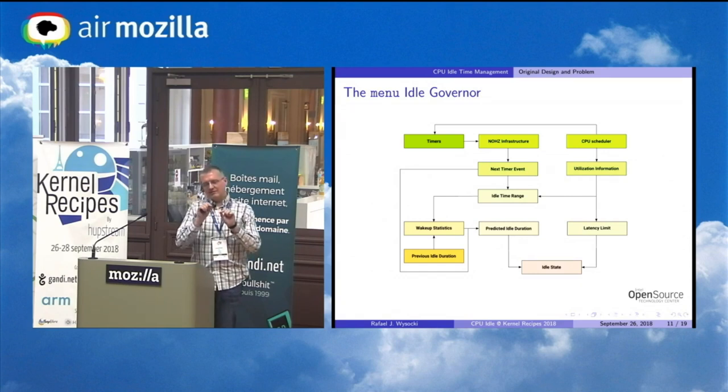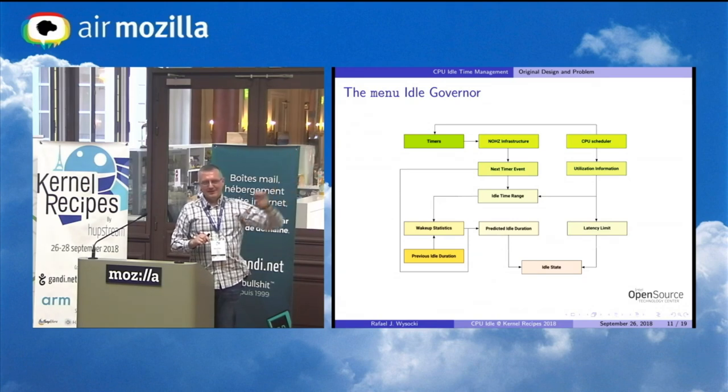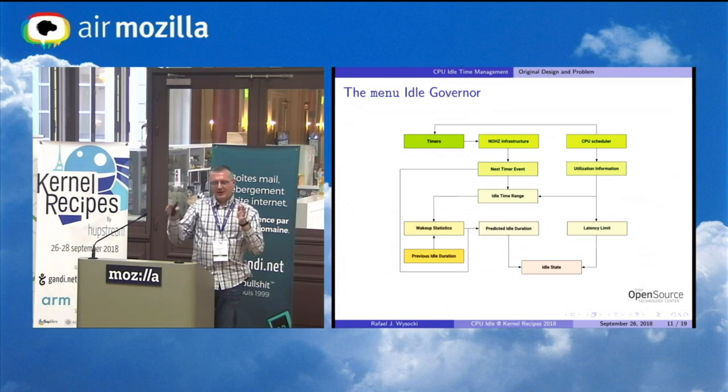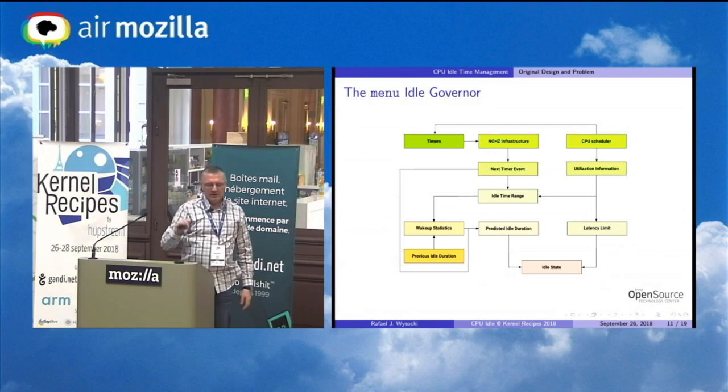What is a problem is if there is a series of timers with short intervals between them, that will be reflected in the statistics. And that will influence the decision of the governor made next time, even though it knows what the next timer event is. So by having a few timers, one by one, with short intervals in one time frame, you can trigger the governor to predict short idle duration sometime in the future, even though it knows that the next timer event is far away in the future.